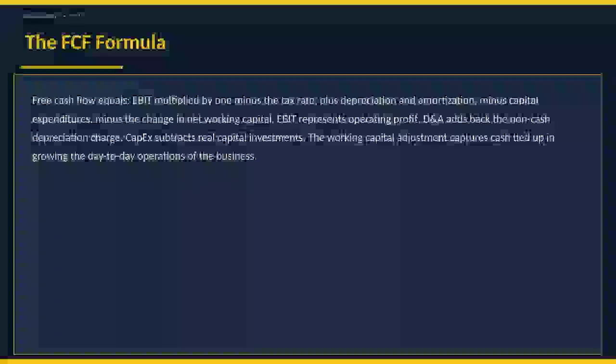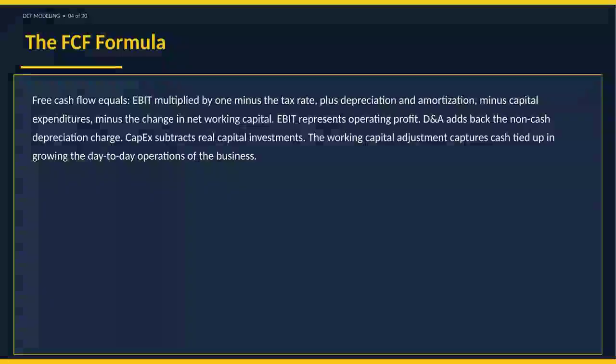Free cash flow equals EBIT multiplied by 1 minus the tax rate, plus depreciation and amortization, minus capital expenditures, minus the change in net working capital. EBIT represents operating profit. D&A adds back the non-cash depreciation charge. CapEx subtracts real capital investments. The working capital adjustment captures cash tied up in growing the day-to-day operations of the business.